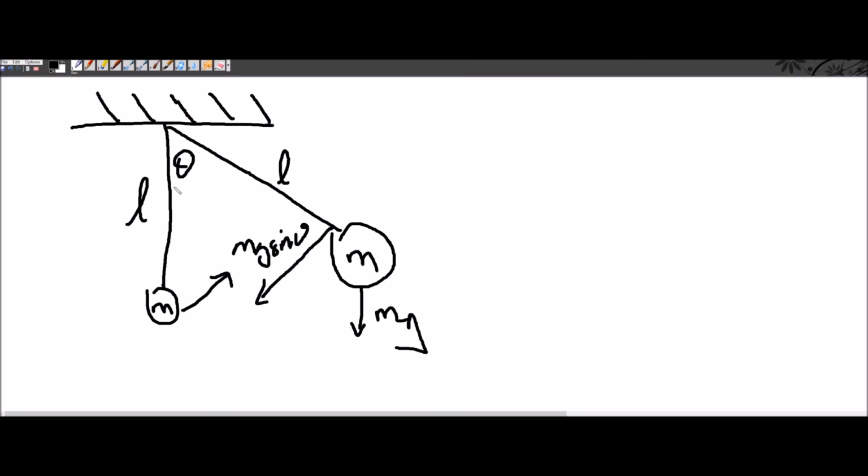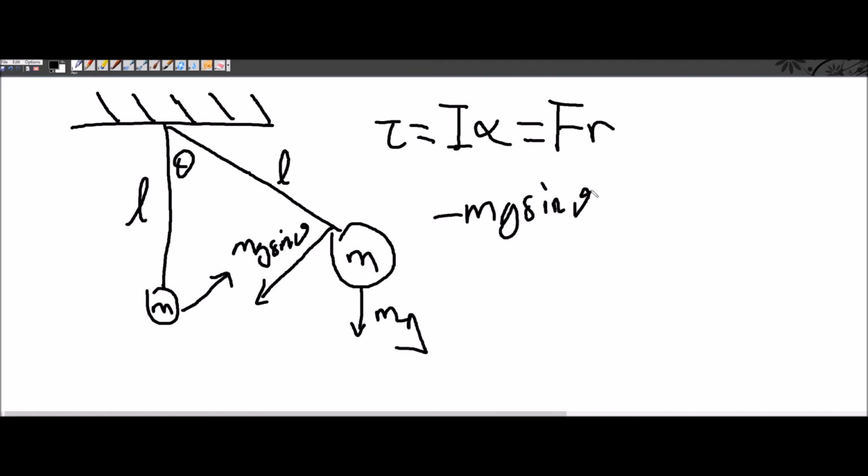So I need to prove that this also undergoes simple harmonic motion, which is the second order differential we saw previously for the spring. So I assume you have a try at it. So first we can realize that torque is just equal to the moment of inertia times angular acceleration, but it's also equal to force times the radius. So there's going to be a force, mg sine theta, down here. So negative mg sine theta times r, which is just the length here, equals I alpha.